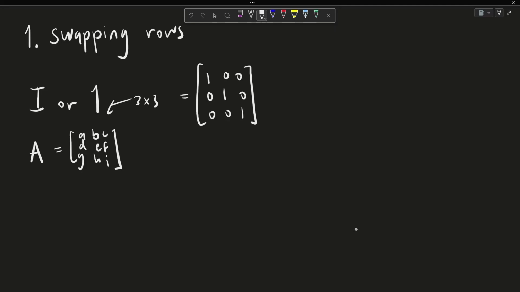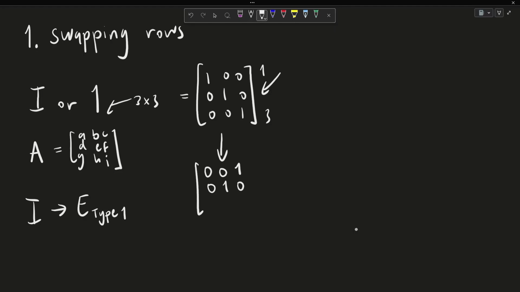If we wanted to swap any 2 rows in A, we could multiply by the corresponding elementary matrix which swaps those rows. So if we transform the identity matrix I into the elementary matrix E of type 1, meaning it swaps rows, we simply take I here and then we swap two of its rows. So say we swap row 1 and row 3. We would have row 3 as the first one, so 0, 0, 1. Row 2 would remain unchanged, so 0, 1, 0.